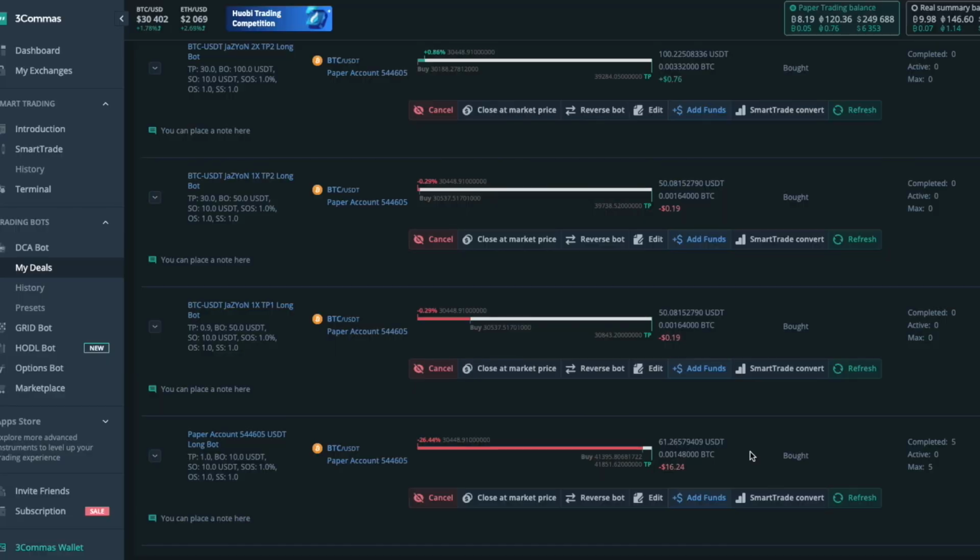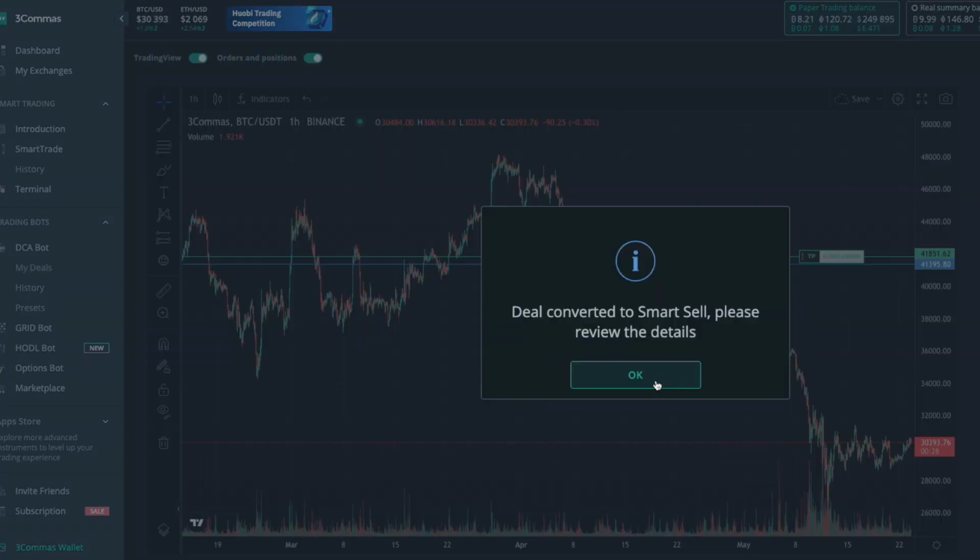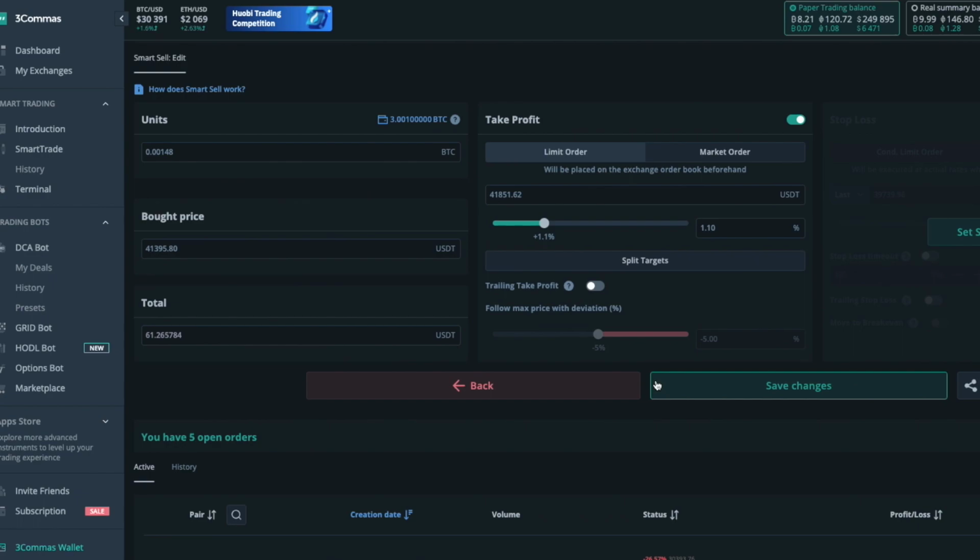So my number one go-to strategy on 3COMMAS for getting out of red bags is the smart trade convert function. Let's just take a random paper trade as an example. For example, this one is at a loss of -26. And what we would do here is click the smart trade convert function. Then this little info box will pop up. You can just press OK.